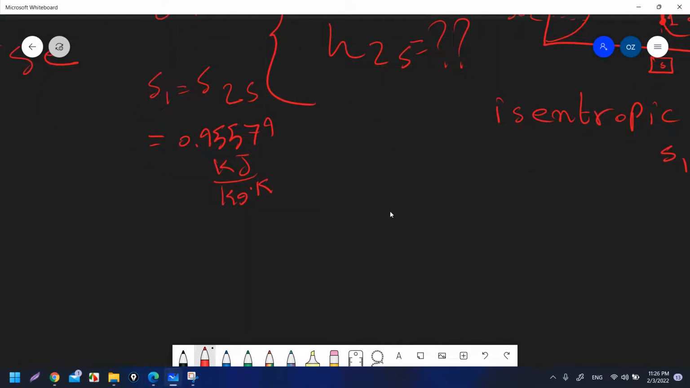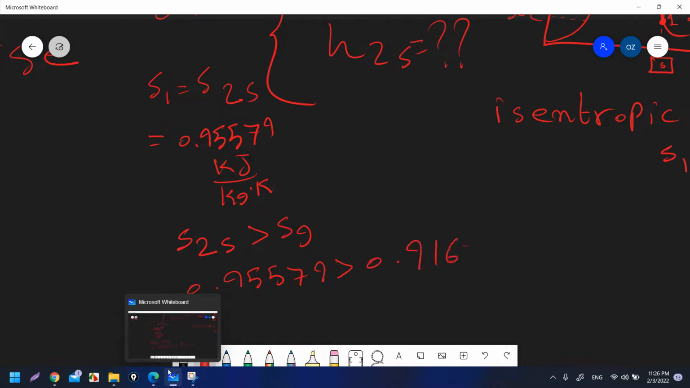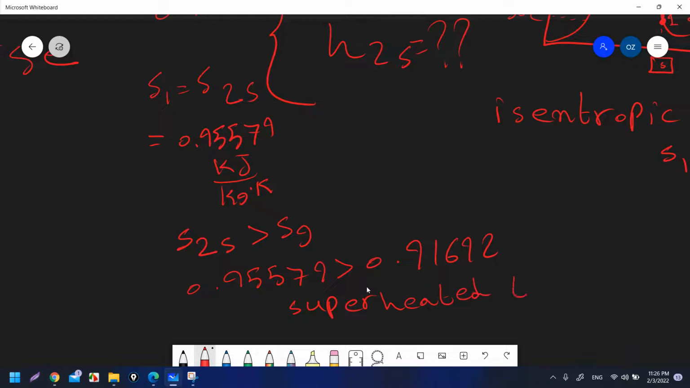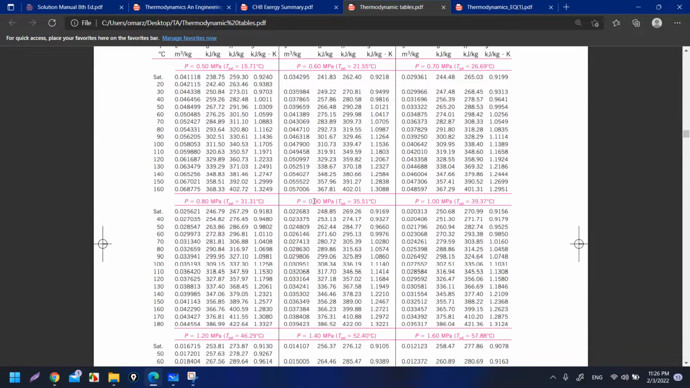So we will say that my entropy s2s is higher than sg, of course, at pressure 900 kilopascal. So 0.95579 is higher than 0.91692. So I have to go to the superheated table, because it is a superheated state. Table A13 at 0.9 megapascal.